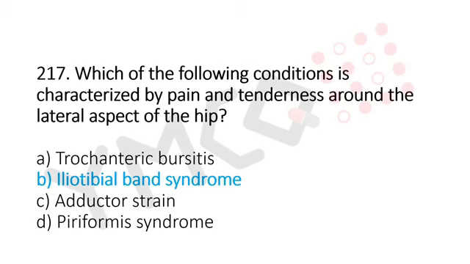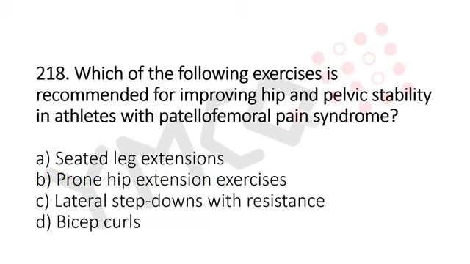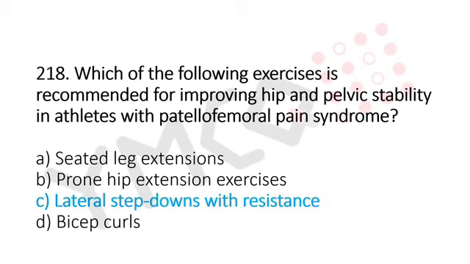Now let's move to question number 218. Which of the following exercise is recommended for improving hip and pelvic stability in athletes with patellofemoral pain syndrome? Option A, seated leg extension. Option B, prone hip extension exercises. Option C, lateral step down with resistance. Option D, biceps curl. And the answer is option C, lateral step down with resistance.